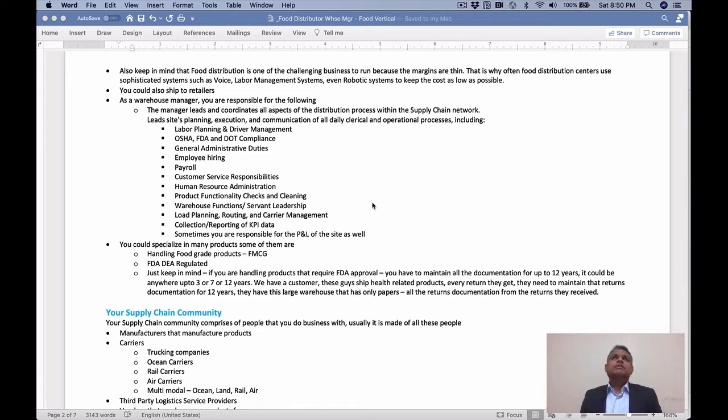Sometimes, actually, we have a customer that ships a lot of baking products, right? And there are tools that might be used in cooking-related business that might need FDA approval. So you have to maintain all the documentation for up to 12 years. It could be anywhere from 3, 7, or 12 years. We have a customer that ships health products, and every return they get, they need to maintain that return documentation for 12 years. And they have this large warehouse that has only papers.